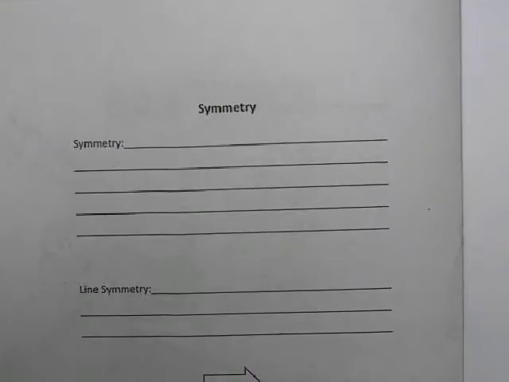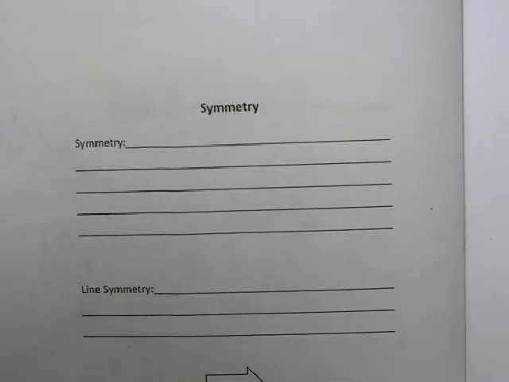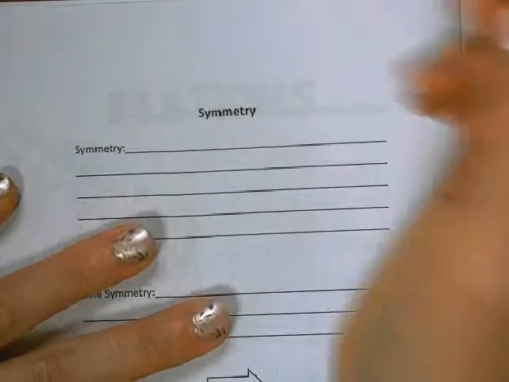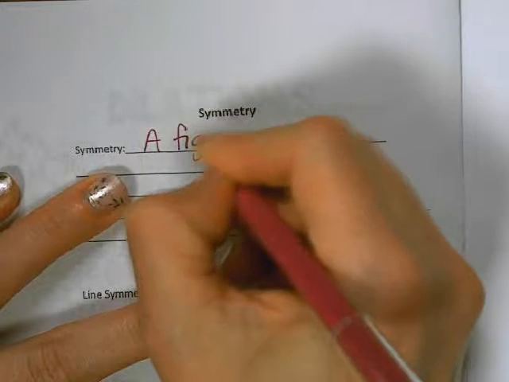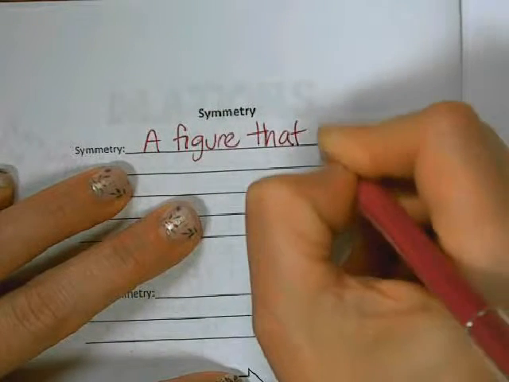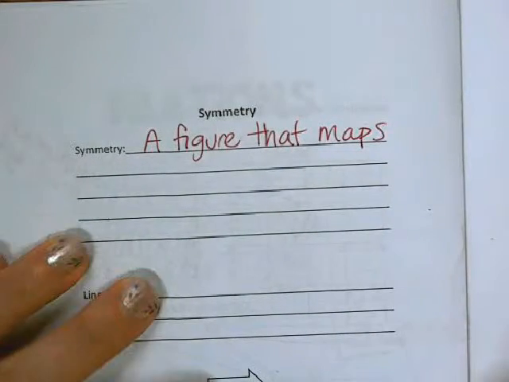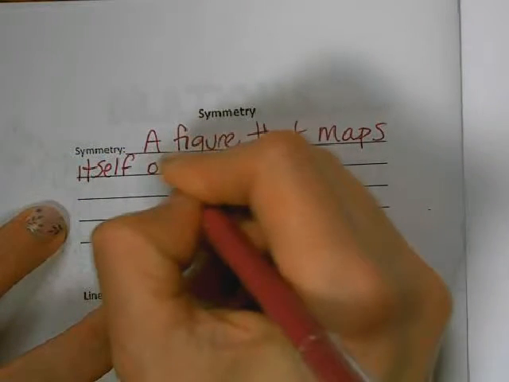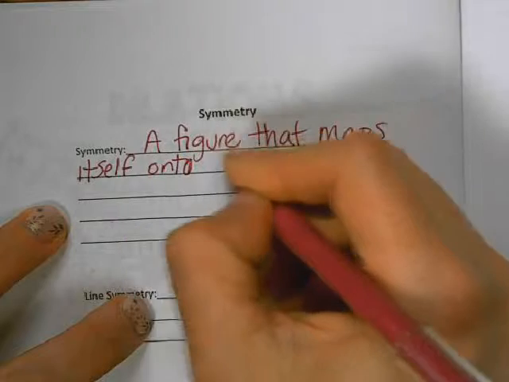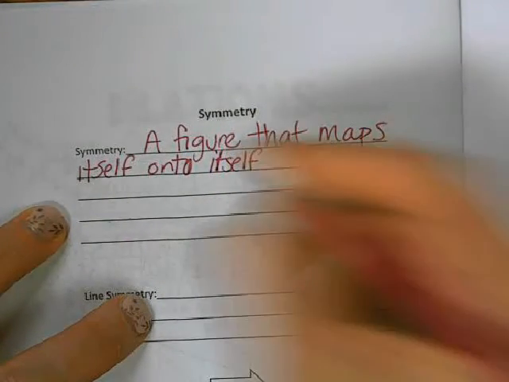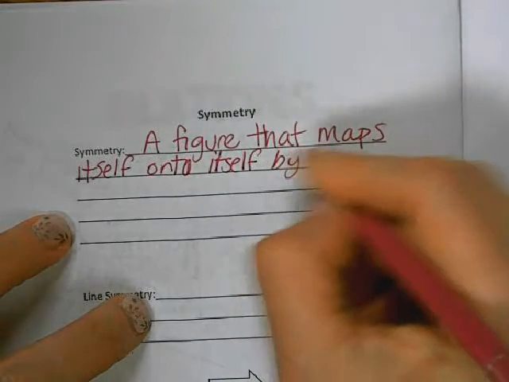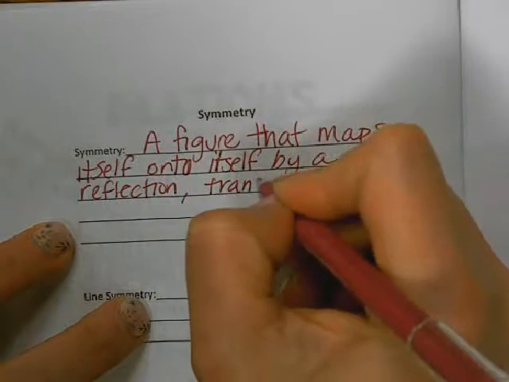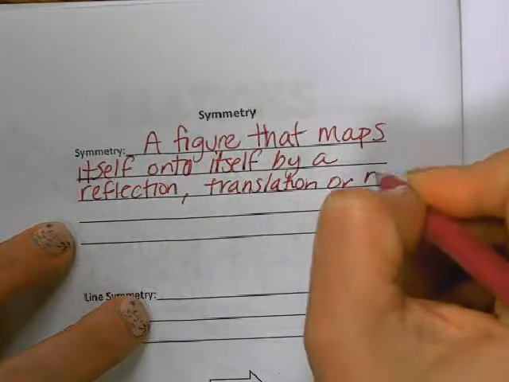So if something has symmetry, that means that I can draw a line in the middle, and I'm going to have it be exactly the same on both sides. The geometric or the mathematical phrase for what symmetry is: a figure that maps itself onto itself by a reflection, translation, or rotation.